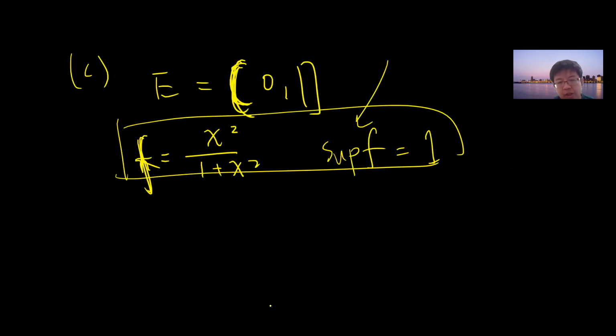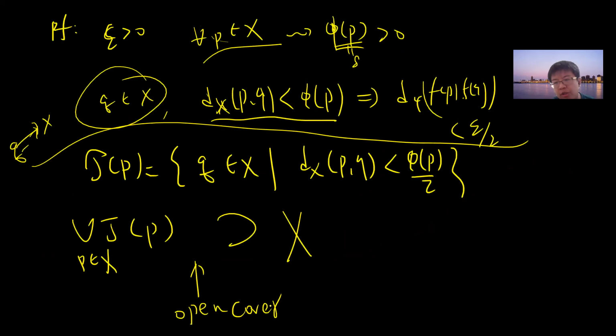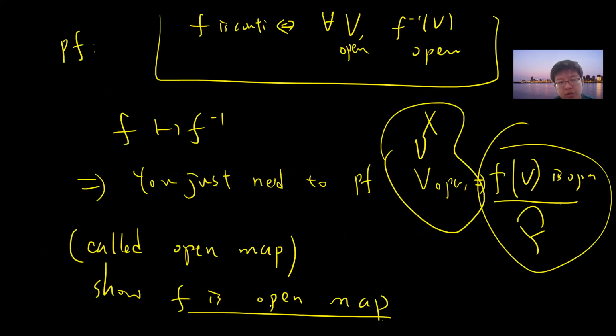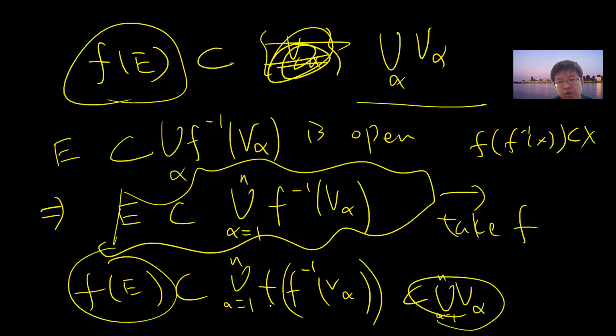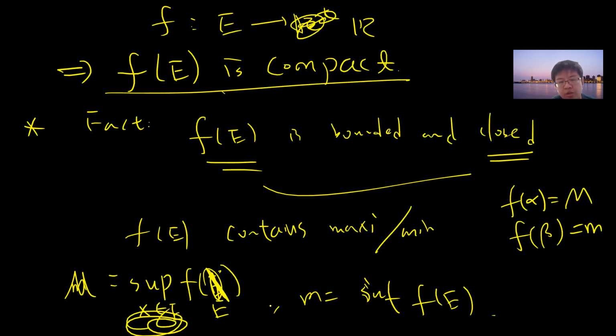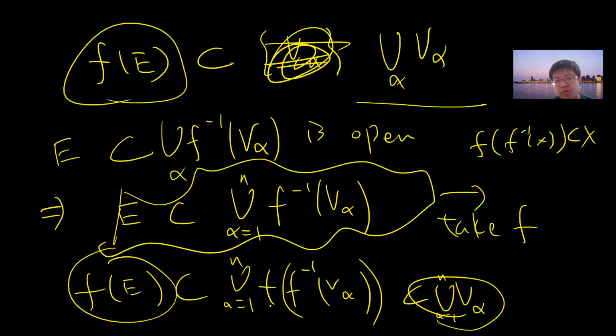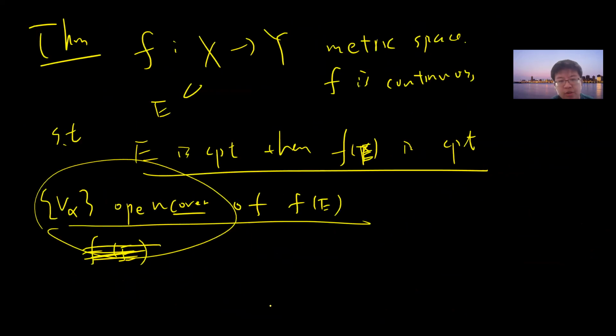Okay, so this is why all the theorems that we proved in this video always need compactness. If you are compact, then you have a maximum. If you are compact, then you have uniform continuity. If you are compact, then the inverse can be continuous. So this is why compactness is very important in analysis.